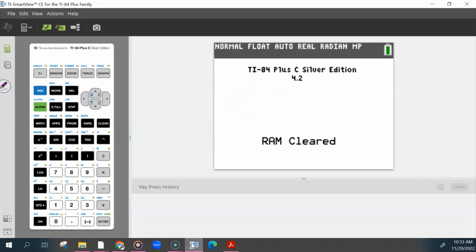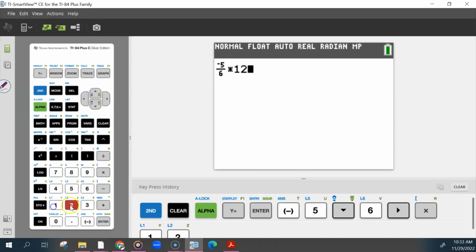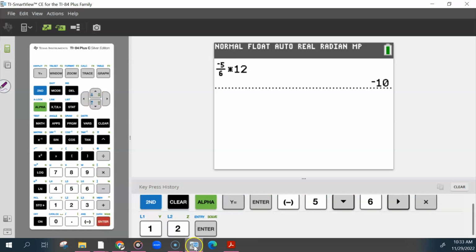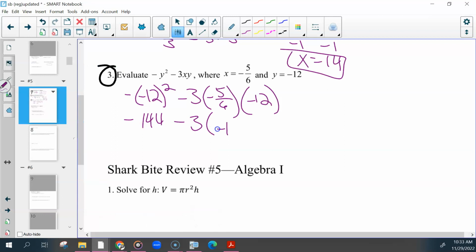I don't know what that is. So negative 10. Oh, they were both negative, so positive 10. So negative 144 minus 30 would be negative 170.